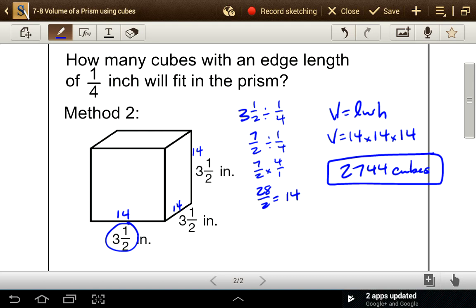Okay, so that's my 2 methods. So hopefully you wrote them both down. Pause if you need to, rewind. If there's anything else you need to know, let me know.